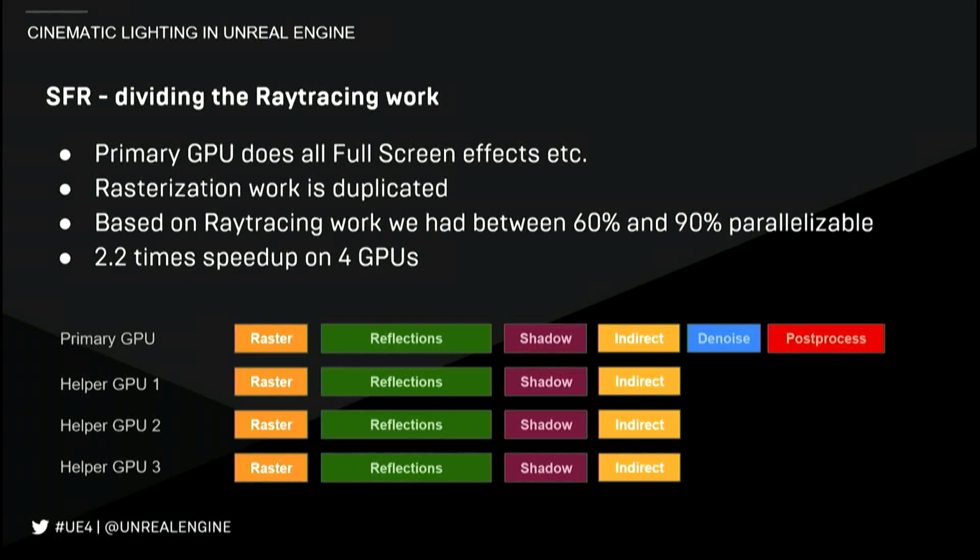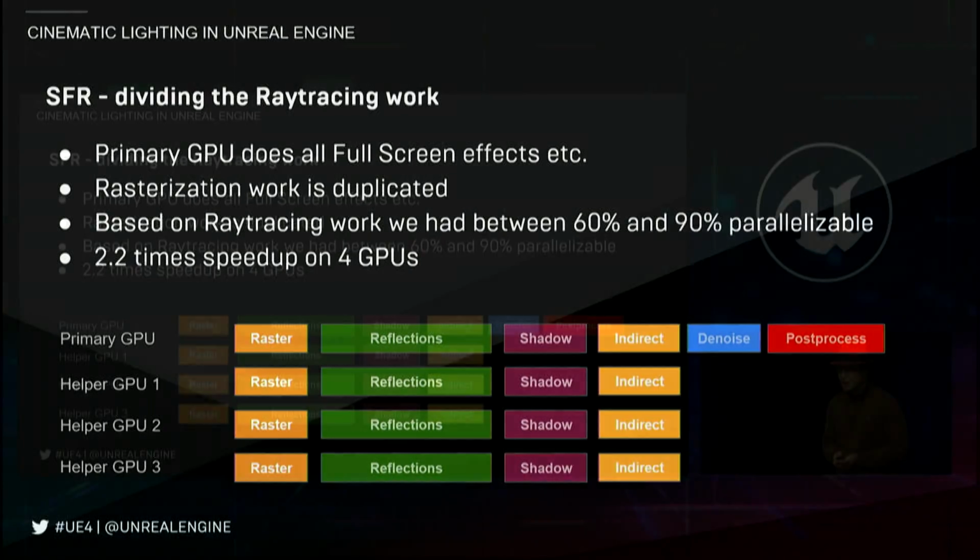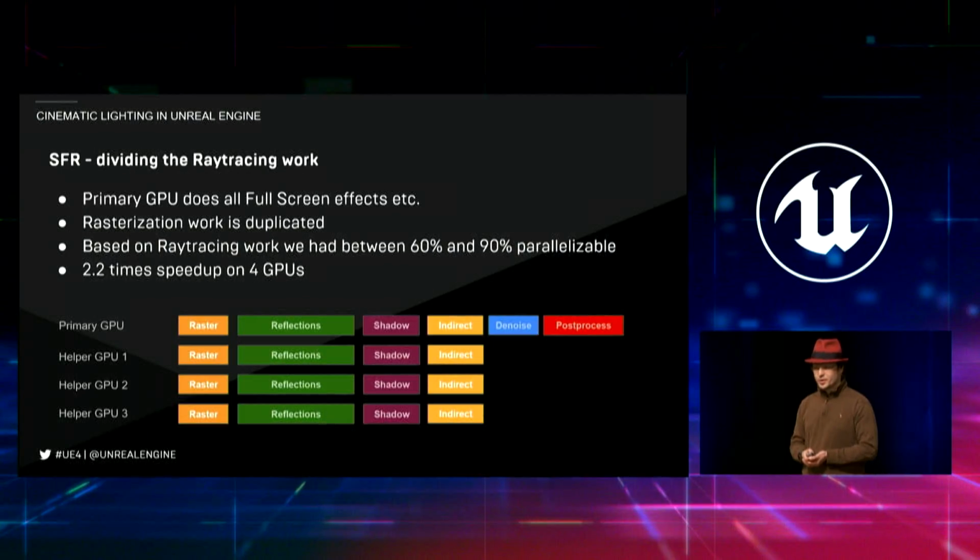So let's look at how SFR can be used to divide the ray tracing work. Here you can see that the primary GPU on the right does all the denoising and post-processing, and the rasterization is duplicated on all devices. All the ray tracing work is distributed on all 4 GPUs. But based on that ray tracing work, we had only between 60 and 90% of parallelizable workload, which, according to Amdahl's law, gives you a maximum speedup of 2.2 times on 4 devices.